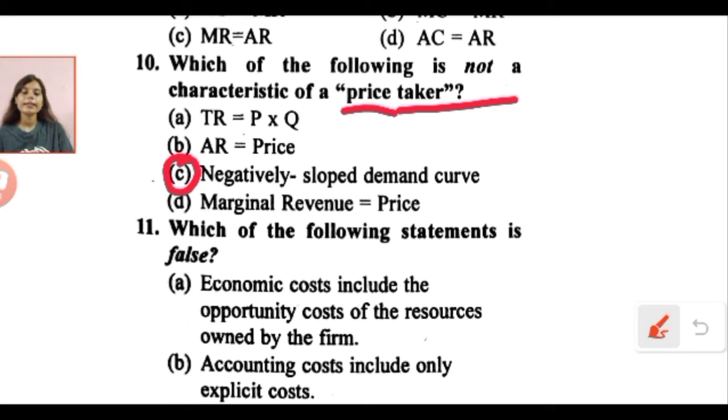The reason I chose number C is that a price taker firm exists in perfect competition, where the demand curve is a straight line which is parallel to the x-axis, as the firm can sell any amount of the commodity at the same price. So the demand curve will not be negatively sloped. Okay. They have asked about not a characteristic. That's why I have chosen this one.